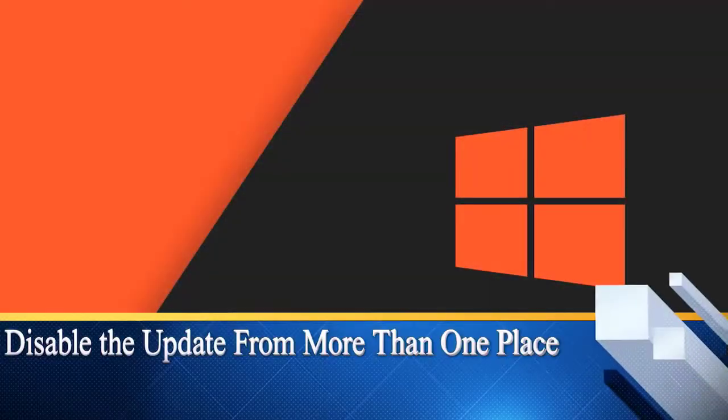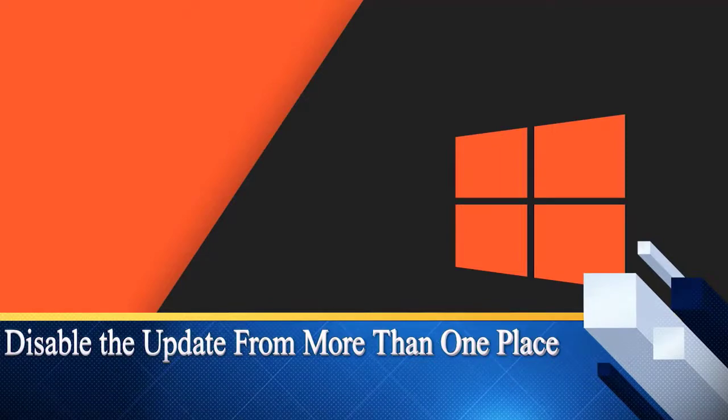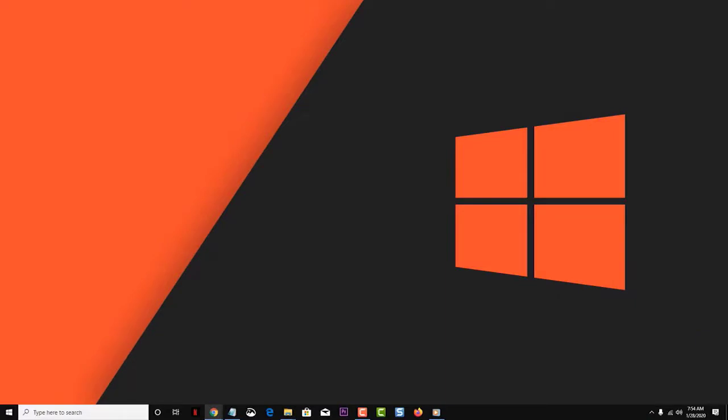First, disable the update from more than one place setting. The first thing you will need to do in this case is to turn off the feature that allows your computer to download the update from various network computers.